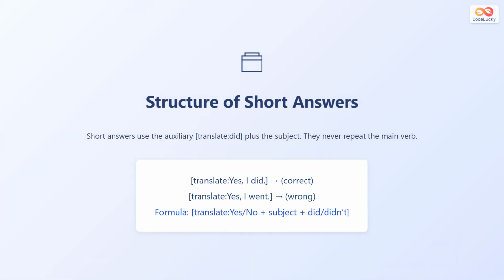To make a short answer in the simple past, we use the auxiliary verb did with the subject. We do not repeat the main verb. For example, "Yes, I did" is correct, but "Yes, I went" is incorrect. The pattern is yes or no plus the subject plus did or did not.